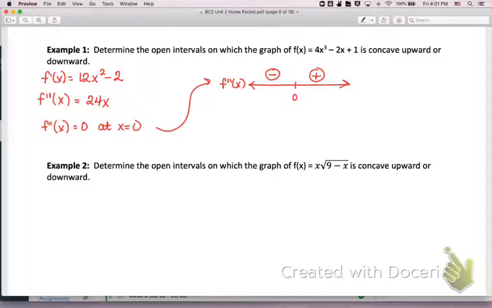We're testing now in the second derivative. If I test negative values, I get negative for the second derivative. Positive values, I get positive for the second derivative. So that tells us that this function is concave down on the interval from negative infinity to 0, and it is concave up on the interval 0 to infinity. Okay. I want to move on to the next one because it's a little bit uglier.